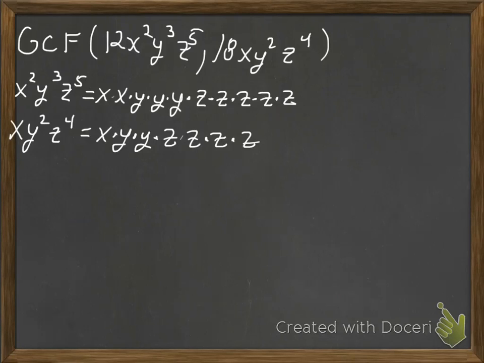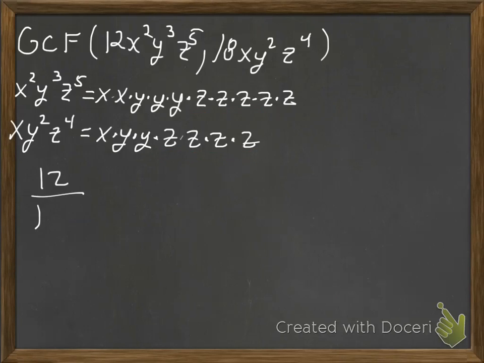So the smallest power of x I saw was 1, and notice that they have an x in common. So you see they have 1 x in common. Okay. The smallest power of y is y squared. You see that they have 2 y's in common for the y squared. And then the smallest power of z we see is z to the 4th, and they do in fact have z to the 4th, or 4 z's in common.